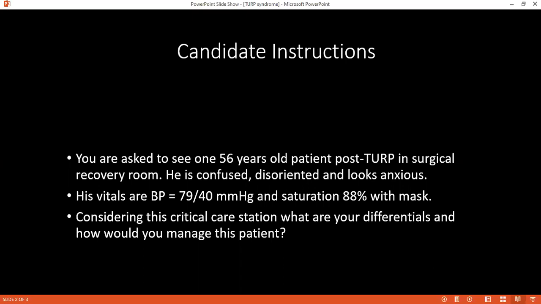Confusion may be due to post-TURP syndrome, may be due to the anesthesia or the sedation, may be due to the blood loss, may be due to a cerebrovascular accident, may be due to hyponatremia due to dilutional hyponatremic hypervolemia in post-TURP syndrome. Okay, can you tell me the mechanism of how this confusion takes place?